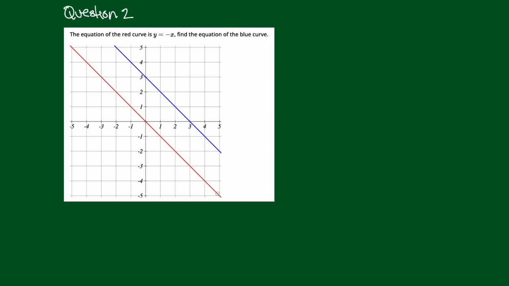Now here in question 2, we're given that this line in red has this equation right here. Y equals negative x. Now look at the line in blue. The line in blue looks parallel to the line in red, but what's happened? It's been translated upward 3 units. So I'm just going to write this one like this. This is going to be y equals negative x, but now translated upward 3 units.